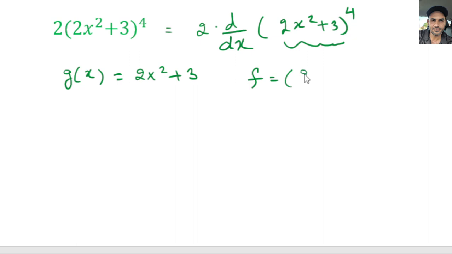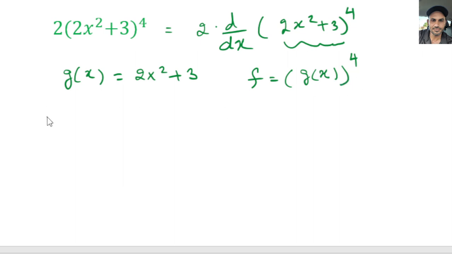the fourth-power function of g of x. This is g of x, I'm sorry, not 4. I don't know why I put 4 here. It should have been x here. So our input function is 2x squared plus 3, and our main function is taking g of x and raising it to the fourth power.